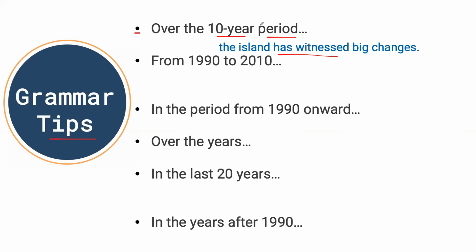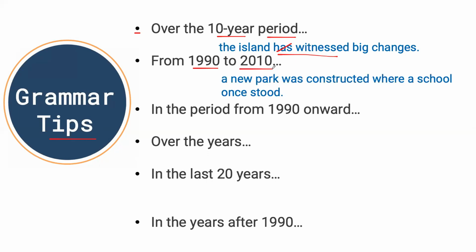If your 10-year period is completely in the past and you've made this known in your essay, you would simply use the past tense. Here we're looking from 1990 to 2010. This is definitely in the past, so we would use the past simple. So we could say from 1990 to 2010, a new park was constructed where a school once stood. So that means this is finished, it's in the past. Remember, you want to use past simple for a finished action in the past.